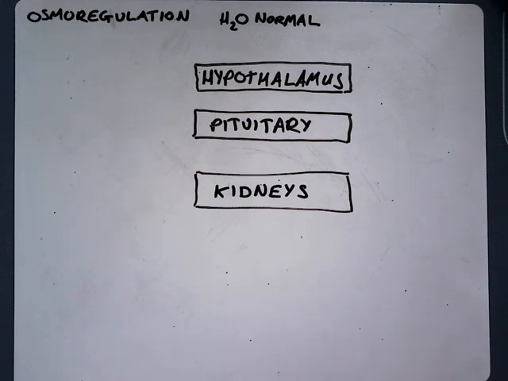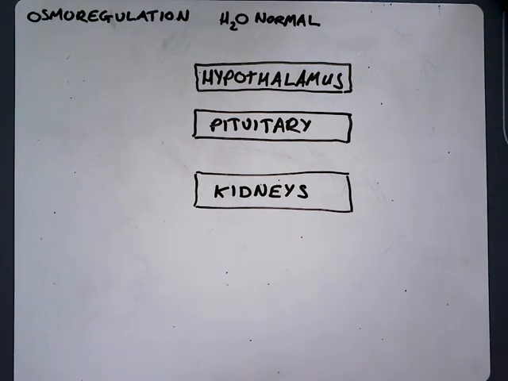This is a short video to talk about osmoregulation, the maintaining of a constant water level in your body. Now, anytime you see osmo in front of something, you need to think of osmosis and you need to think of water levels. Osmoregulation is a hormonal control system that happens in your body all the time to make sure you have as much water as you need. Not too much and hopefully not too little.